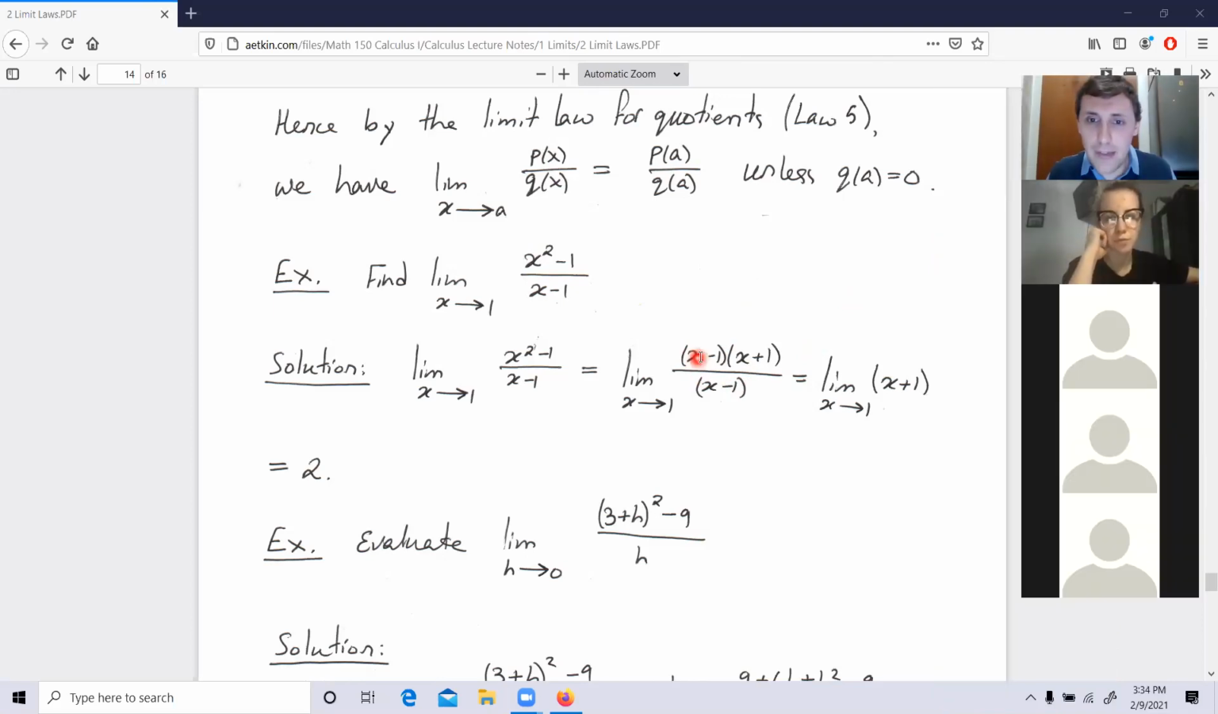So we have (x minus 1)(x plus 1) over (x minus 1). I can cross out x minus 1 because it's not equal to 0, since x approaches 1. Right? So this is crossed out, and then we have the limit as x goes to 1 of x plus 1, which is 2.